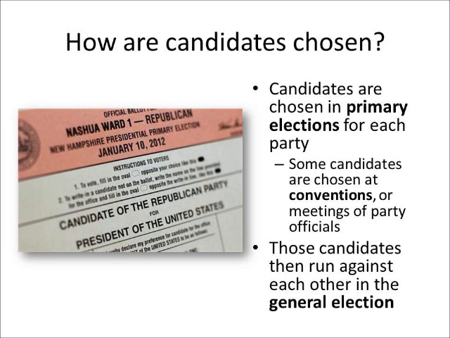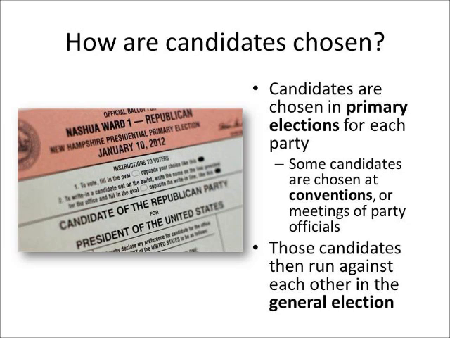And I have a picture here from New Hampshire, which was a very early presidential primary back at the beginning of the year. And you see this is just the candidate of the Republican Party. So the person would just vote for which Republican they wanted to be the Republican Party's presidential candidate. There was also a Democratic primary.